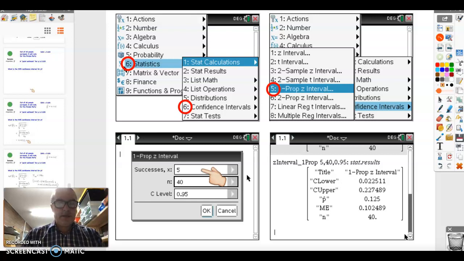this box here, where we're going to input the results of the survey: 5 people out of 40 surveyed, and we also input the confidence level. 0.95 is the default, that will come up without having to put it in, but if you want to change it you can, and you click OK, and it gives you these statistics for the confidence interval.